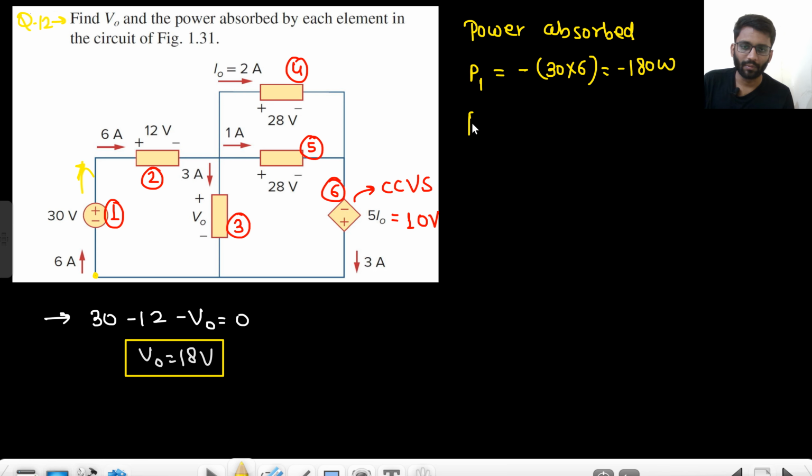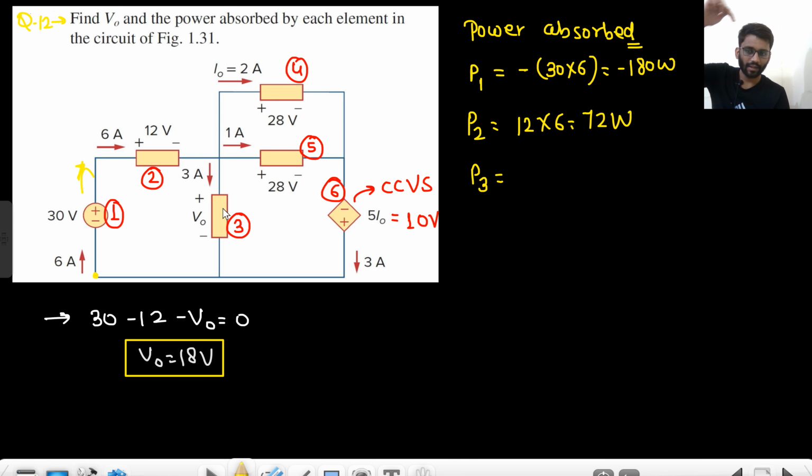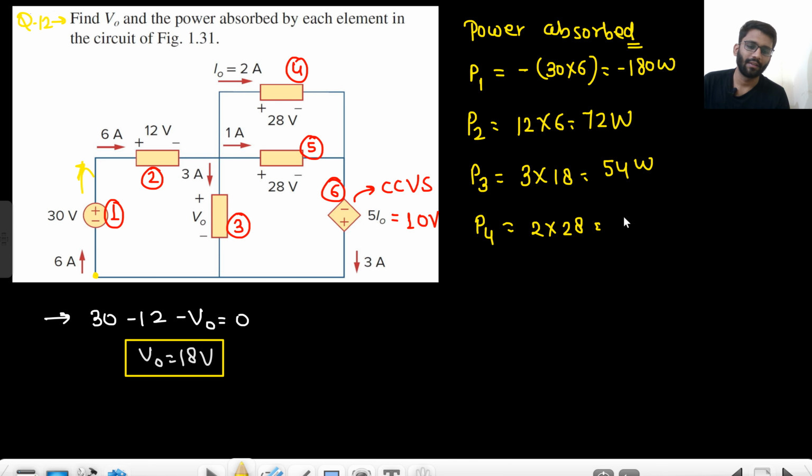Now talking about P2, is it delivering or absorbing? It is absorbing because the current is getting into the positive terminal. 12 into 6, 72 watt, because it is absorbing. We are writing power absorbed only. P3, current is getting into the positive terminal. So 3 into V0, which is 18, 54 watt. P4, current is getting into the positive terminal. 2 into 28, 56 watt. P5, current is getting into the positive terminal. That means 1 into 28, 20 watt.